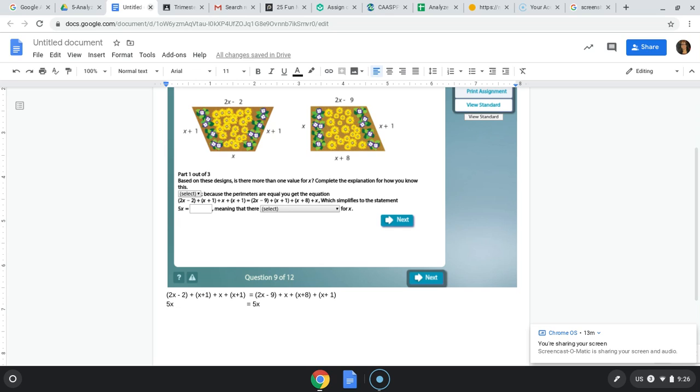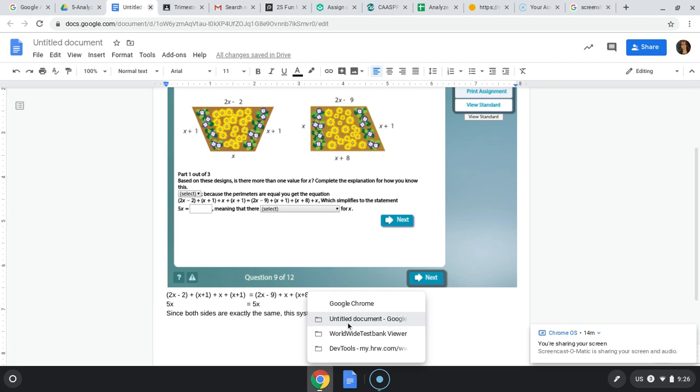It's the same. Since both sides are exactly the same, this equation has infinitely many solutions. Okay, so let's go back and put the answer.